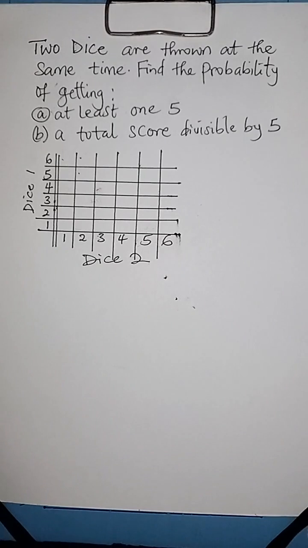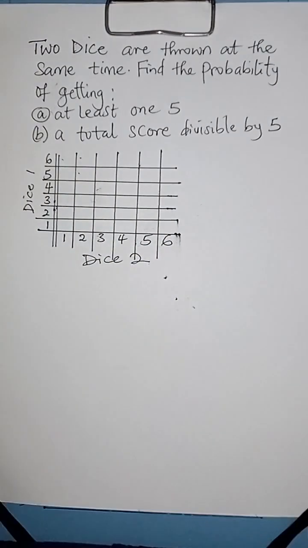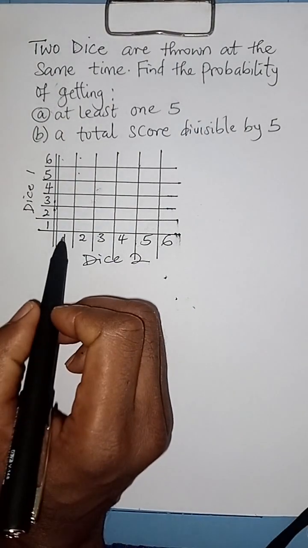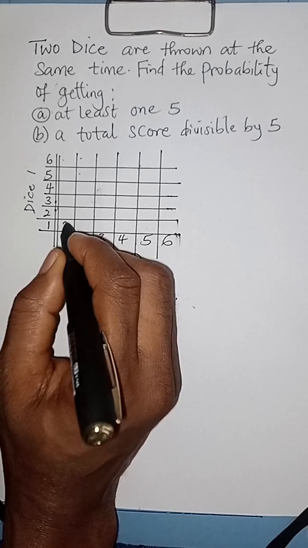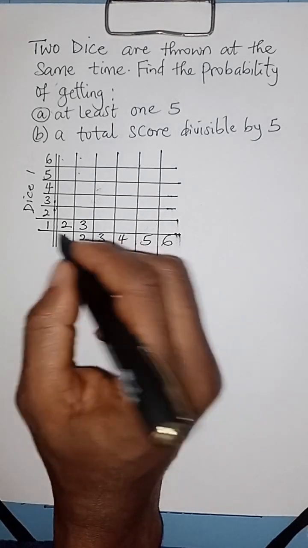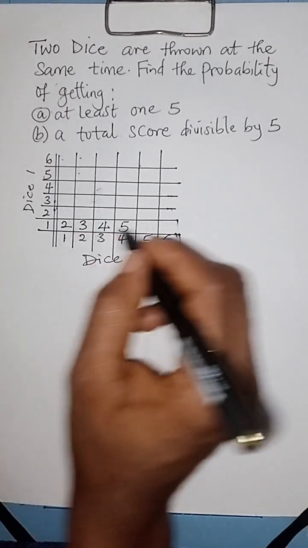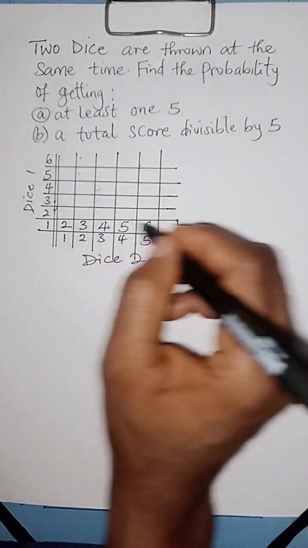So remember, two dice are thrown at the same time. If I throw two dice at the same time, what will be the result or outcome of throwing those two dice? Now, these are what I'm going to use to fill in the spaces I have here. It's very easy to fill in the spaces. What I'm going to do is add 1 plus this 1, it's 2. 2 plus 1, 3. 3 plus 1, 4. 4 plus 1, it's 5. 5 plus this 1, it's 6. And 6 plus that 1, it's 7.